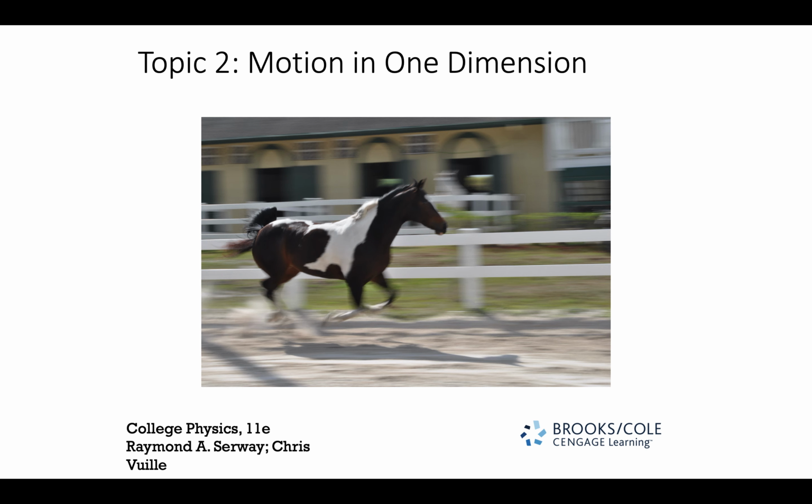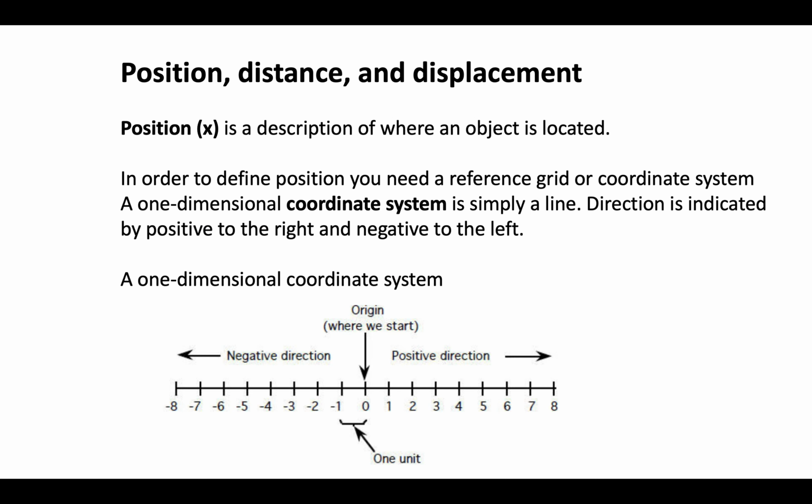Okay, so what does one-dimensional motion mean? It means motion in a line. You're either going one way or the other way, positively or negatively if you want to call it that way, but there's only one direction of motion.